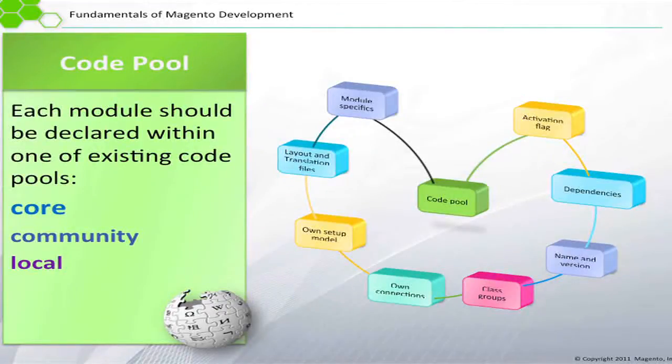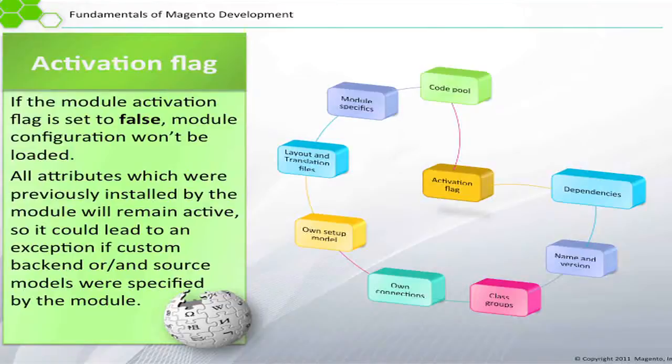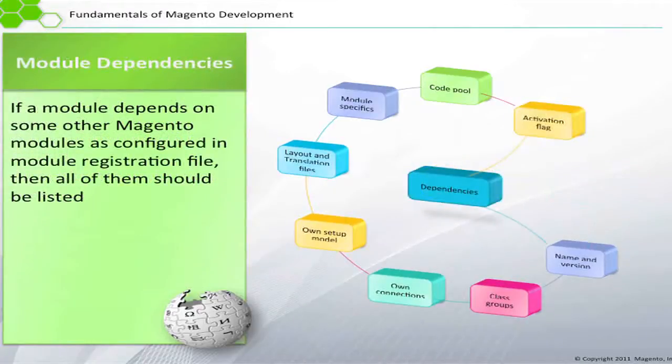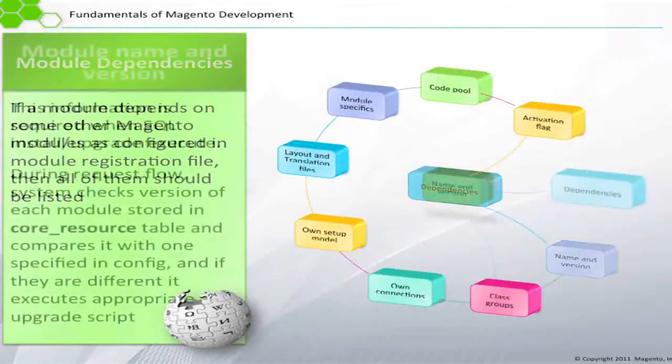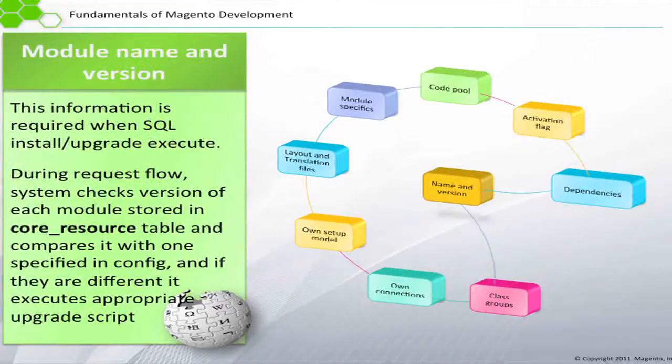All right. Code pool, one of core, community, local. Active flag. If it's set to false, then our module configuration won't be found, or won't be evaluated. So dependencies, whatever we list there, that'll make sure that module is loaded before ours. Name and version, we'll talk about more on Thursday.